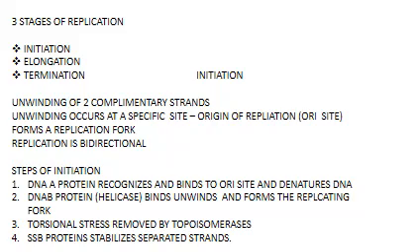Now, what are the steps of initiation? Firstly, DnaA protein will recognize, bind to the ORI site and denature the DNA. Second, DnaB protein or helicase will bind, unwind and form the replication fork. Third, if there is any torsional stress which is formed because of this process of separation of the two strands, this is removed by the topoisomerases. Fourth, single-stranded binding protein will bind to the separated strands and stabilize the two strands.